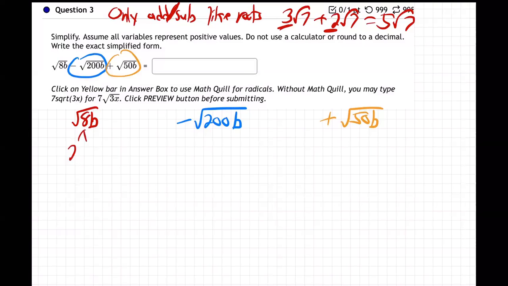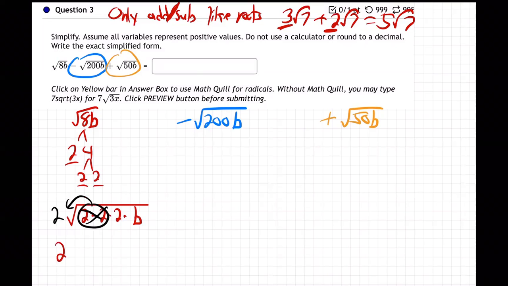Okay, let's simplify. 8 is 2 times 4, 2 times 2 times 2. Okay, so then what do we have with this square root? We've got 2 times 2 times 2 times b. And you know the deal with the square roots. 2 2's in, 1 2 out, they're gone. So this becomes 2 square root of 2b.